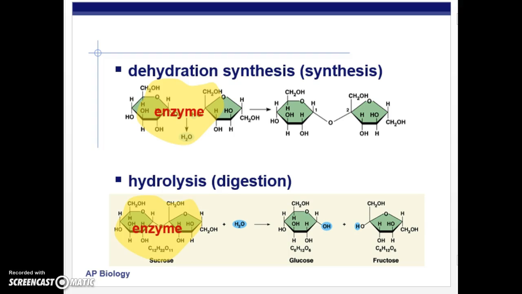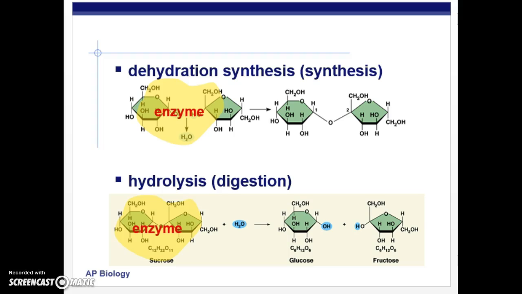This is just a picture reminding us that dehydration synthesis is the building of something, the anabolic process, and hydrolysis is adding water to a molecule and, with the help of an enzyme, breaking it apart, and that is a catabolic pathway. A major example of catabolism is cellular respiration. That's when glucose is broken down in the presence of oxygen to carbon dioxide and water, and the energy released becomes available to the cell to do its work.